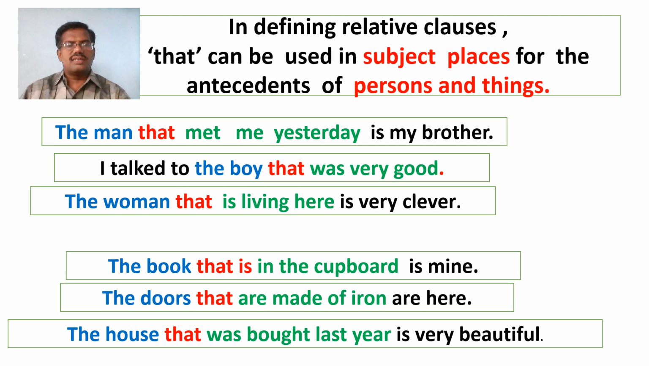Look at the set of three examples. In this set of three examples, there are defining relative clauses, and that is used in the subject places for persons. And below that, there is another set of three sentences in which we can find the defining relative clauses, and in each relative clause that is used in the subject place for things.